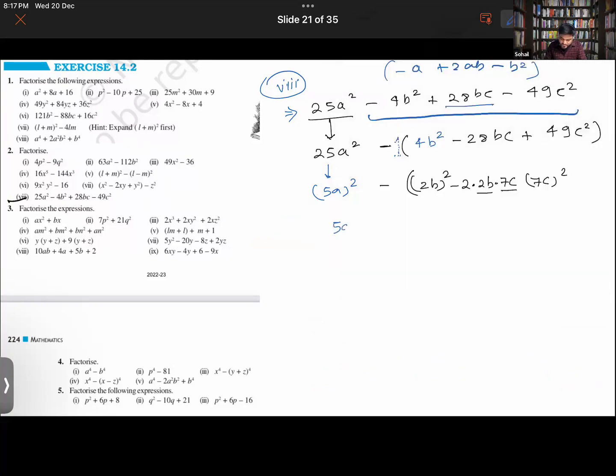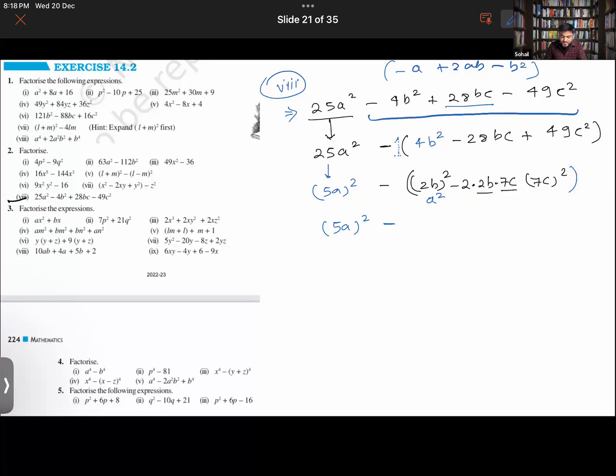So further, 5a whole square minus. Now this is after simplifying it, after factorizing it, what will it be? I want an answer from both of you. This will be a square, basically this is a square. So minus 2b minus 7c. The minus will be outside the bracket. I'm saying, outside the bracket.